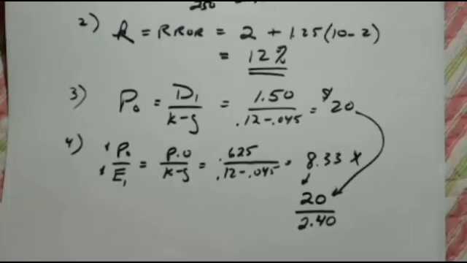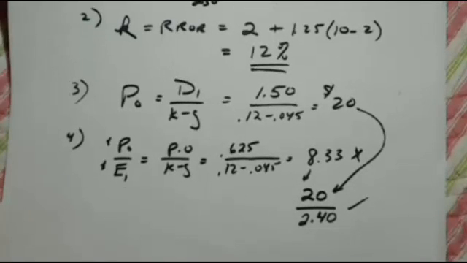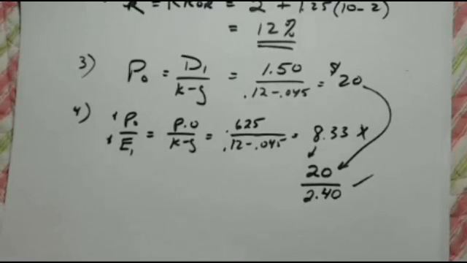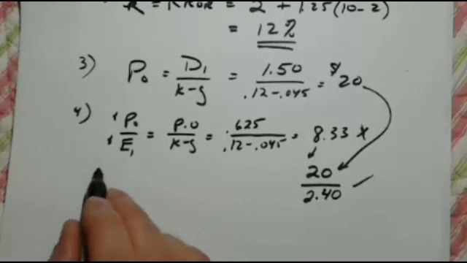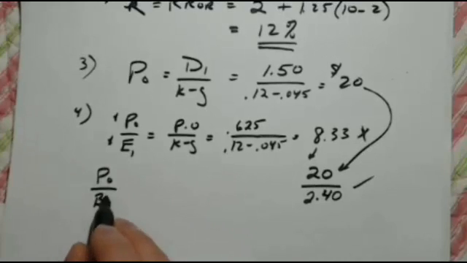Just do the calculation, double check it. There it is, it's 8.33. Okay, now it asks for price to book value.